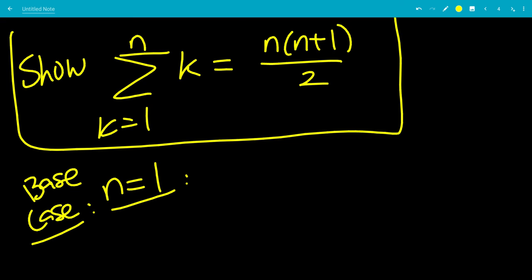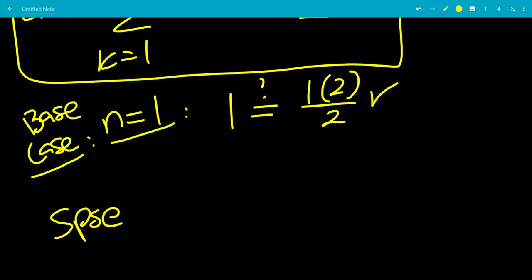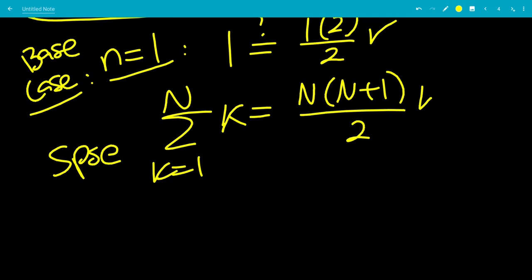On the left-hand side, you're just going to get 1, but it should be equal to the right-hand side. Now we plug in n equals 1 on the right-hand side. So we're going to have 1 times 1 plus 1, which is 2, all over 2, and this works out because 2 over 2 is 1. Now let's suppose that the sum from k equals 1 to capital N of k is equal to capital N times capital N plus 1 all over 2. So this is really that n equals capital N.